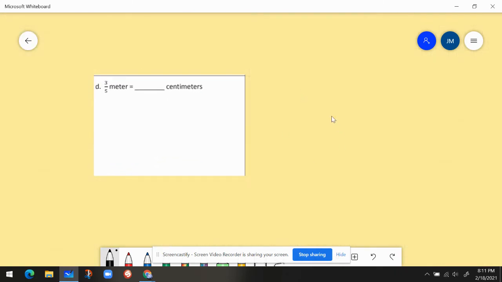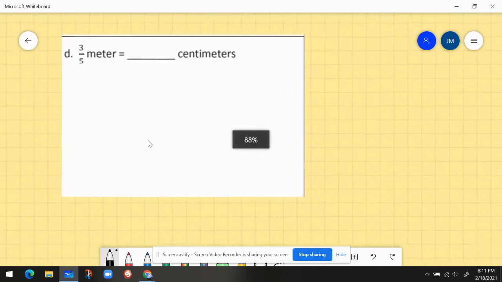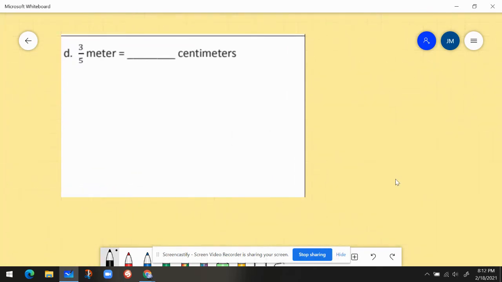Okay, so here we are. Let's enlarge this one so we can see it better. So we have clearly 3/5 of a meter. Now, one of the things that we need to remember is that 1 meter equals 100 centimeters, okay? So as you can see, because this is a fraction, that should be smaller than 100 centimeters.